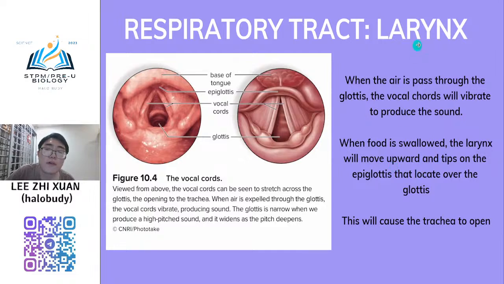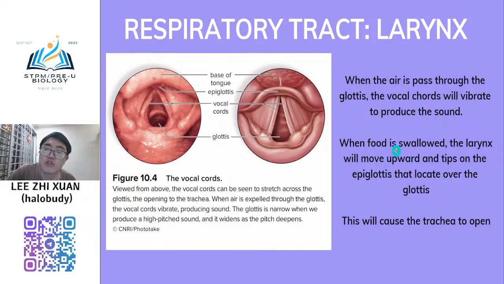Okay, so if you see this structure, we call it the vocal cord. So this is the vocal cord. Another name is sound producer. This is the key structure that produces our sound. So when the air passes through the glottis, the vocal cord will vibrate to produce the sound.